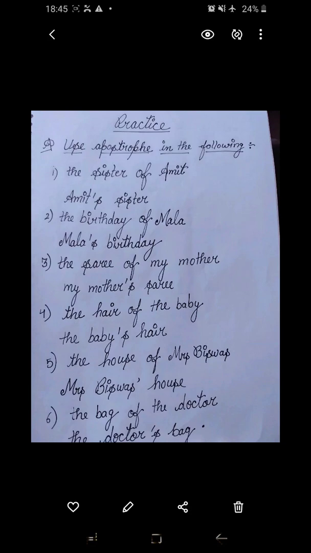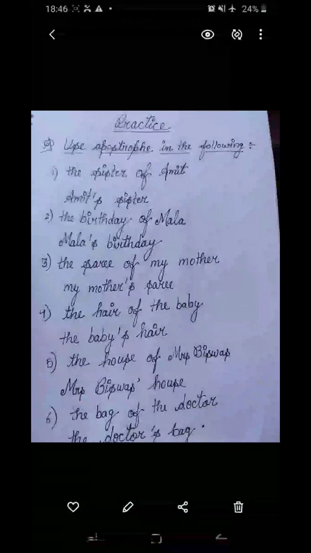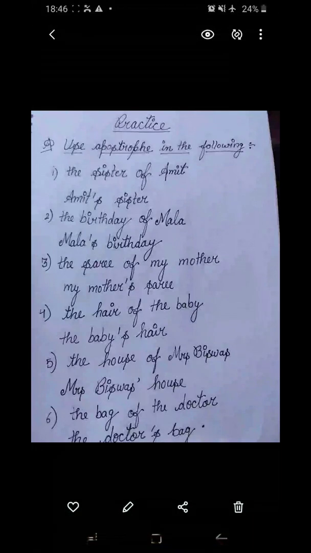The sister of Amit. Whose sister? Amit. So you have to put apostrophe s because Amit is singular and not ending with s. So here you have to put apostrophe s. So the sentence will be, putting apostrophe s, Amit's sister. The birthday of Mala. Whose birthday? Mala. Mala's birthday.